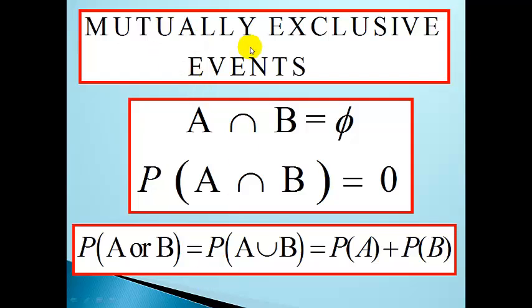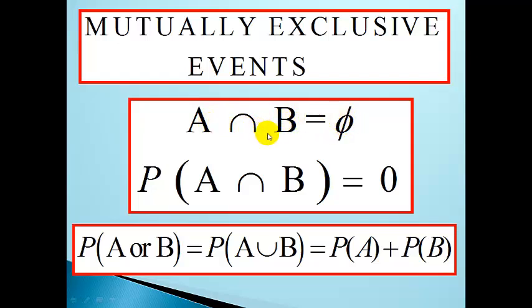Now we have mutually exclusive events. For mutually exclusive events, A intersection B is empty. That is, the event A has nothing in common with the event B. That is why A intersection B is empty.